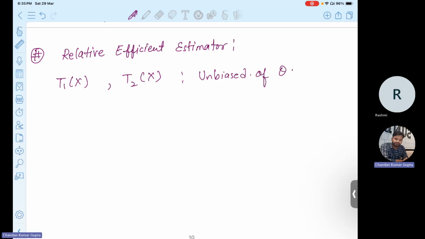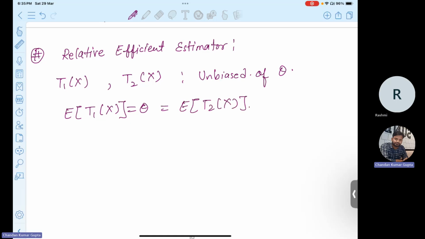That means the expected value of T1(x) is equal to theta, which is also equal to the expected value of T2(x). Now we need to find which estimator is relatively efficient compared to the other. That means which is better, and better means having the minimum variance. The relative efficiency is defined as the variance of T1(x) over the variance of T2(x). Just a simple logic here.